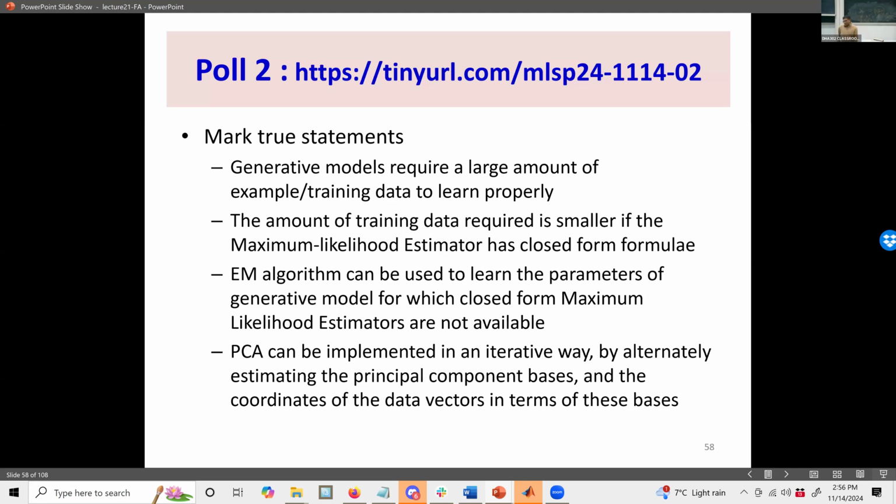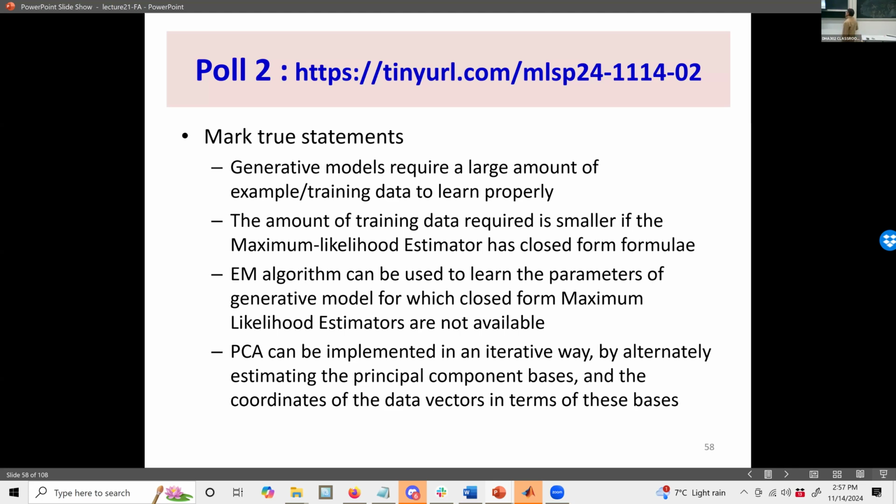Very nice. Okay, we'll show you some plots once we are done analyzing your quiz scores. First statement, true or false? Generative models require a large amount of data to train properly. They do, right? Otherwise, it's going to be noisy. The amount of training data is smaller if the maximum likelihood estimate has a closed form formula. Absolutely nothing to do with the nature of the formula. That has more to do with distribution, right?